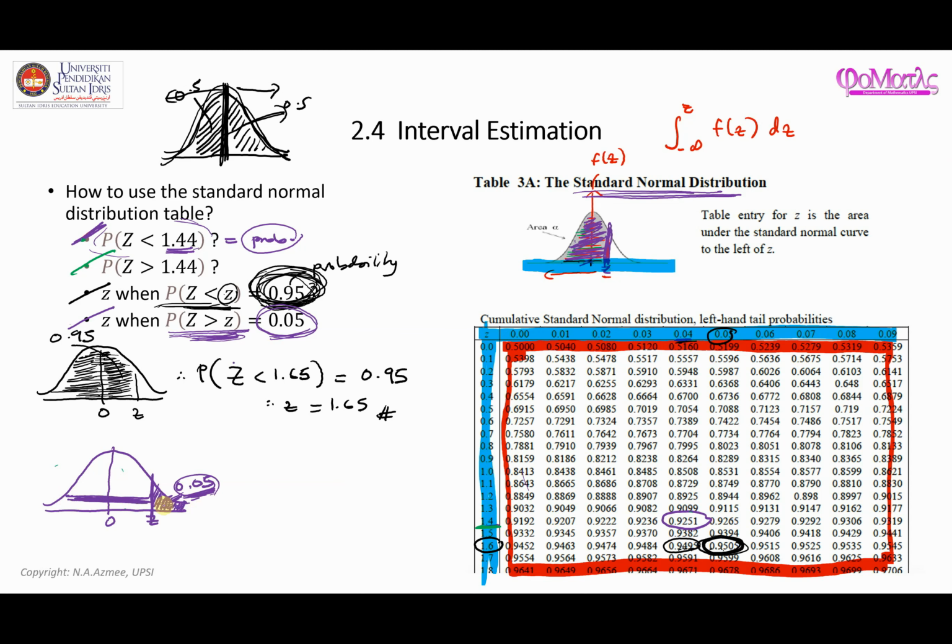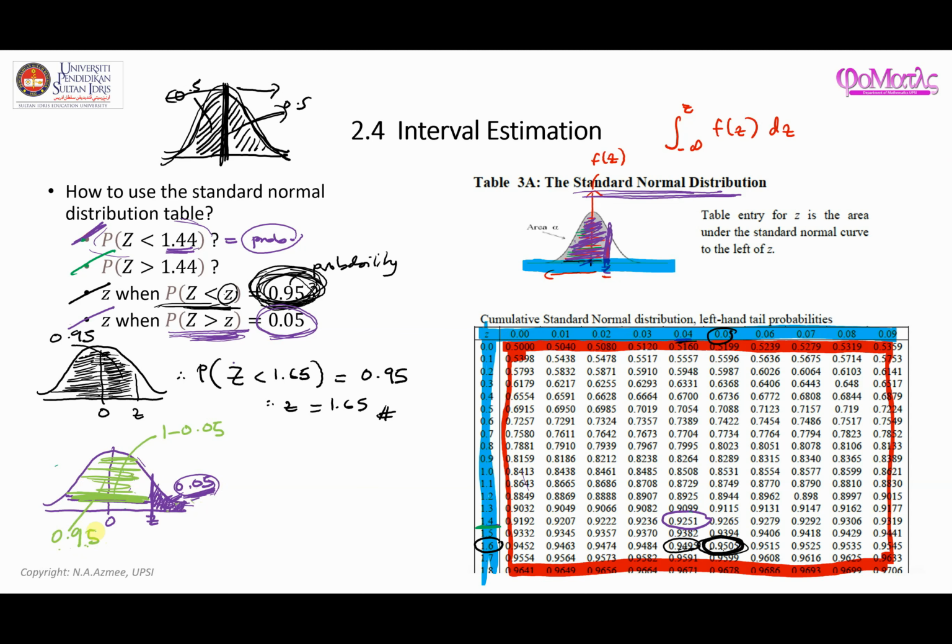So the total area is 1. So if you have 1 minus this area, you will get the area here. So I'm just going to use different colors. So this area that you are looking for is just going to be 1 minus 0.05, which is 0.95. You can see that when you add up 0.95 plus 0.05, the answer is equal to 1. So the area under the curve for standard normal distribution is 1.